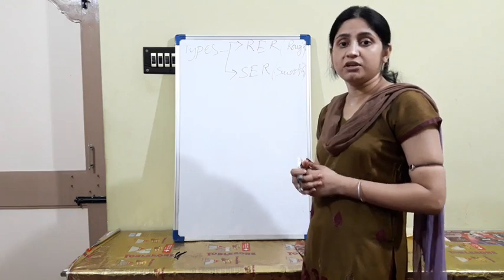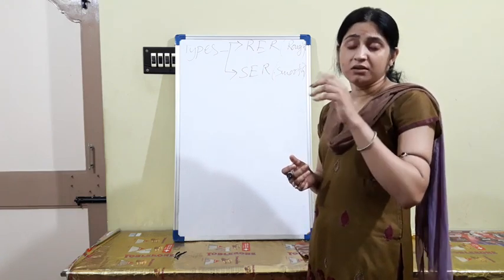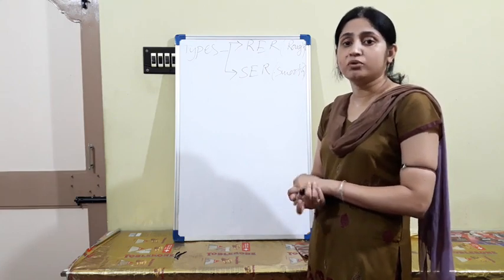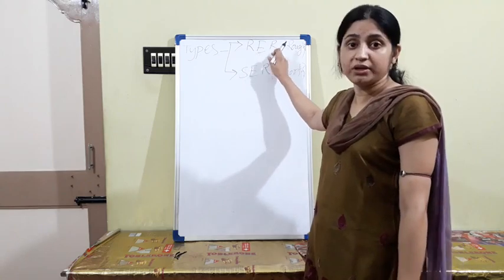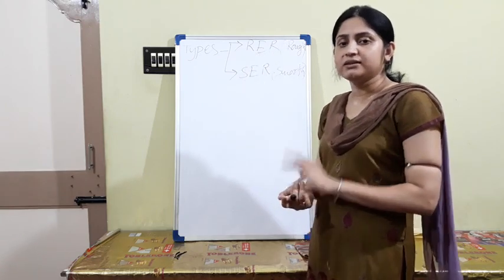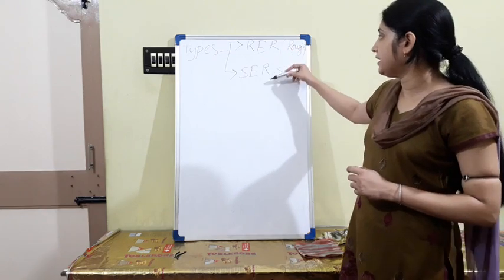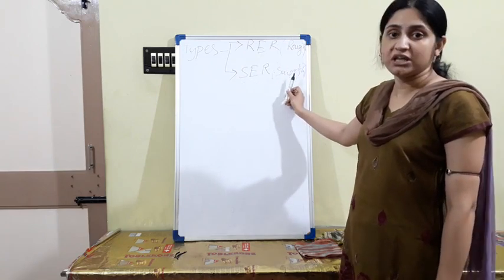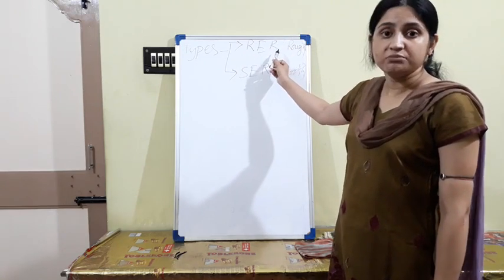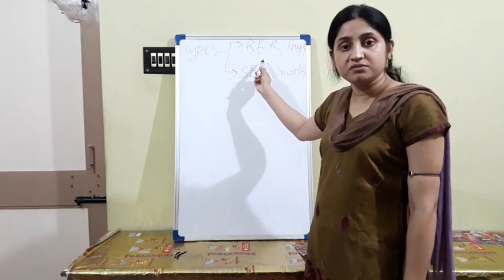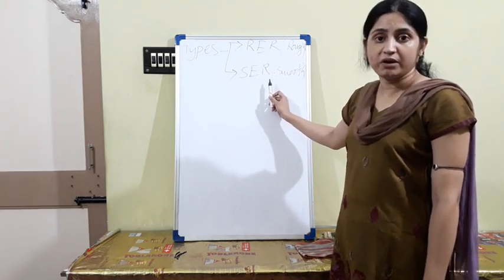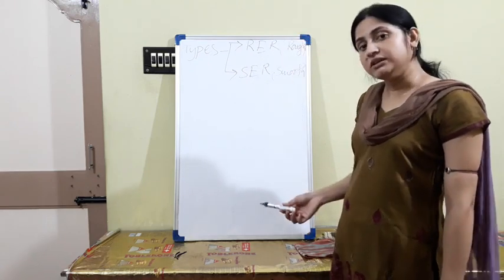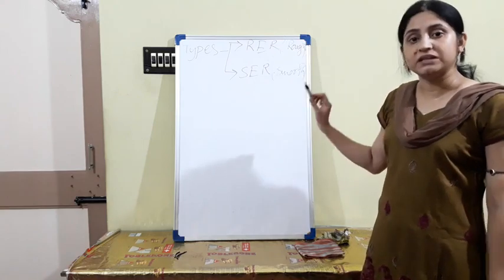And in smooth endoplasmic reticulum, no ribosomes are present on the surface of the ER membrane, so that is smooth. RER produces protein, SER produces lipid. These are the two main differences between RER and SER. It is called rough endoplasmic reticulum because ribosomes are attached to its membrane, but in SER no ribosomes are present. RER produces protein and SER produces lipid. These are the two types of endoplasmic reticulum.